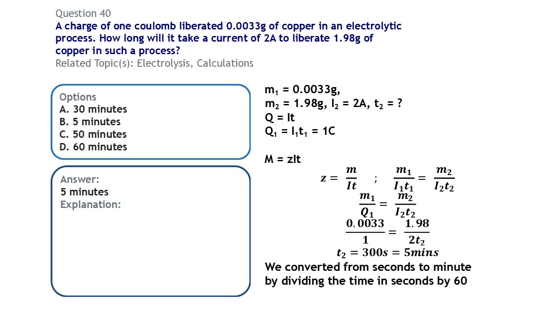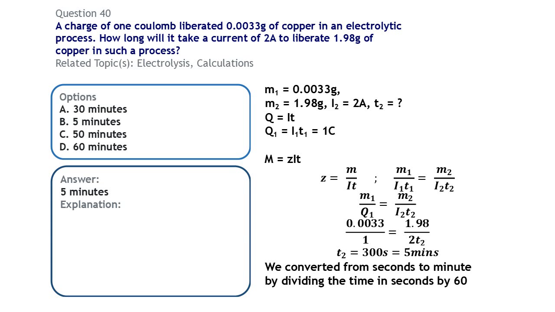So what we are going to do is, we remember that M is equal to ZIT from Faraday's first law of electrolysis. That M is equal to ZQ, or IT. You know, Q of course is equal to IT. Now this Z here is what we call the electrochemical equivalent of the substance, and it is a constant for that substance. So if you make Z subject here, we divide both sides by IT. So you say Z is equal to M over IT.